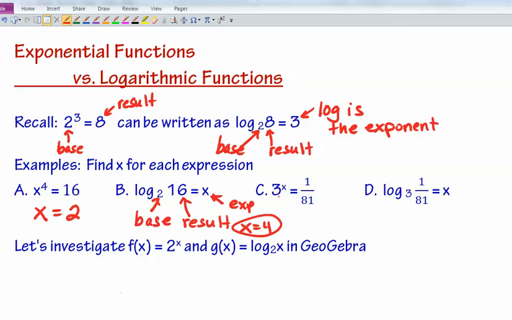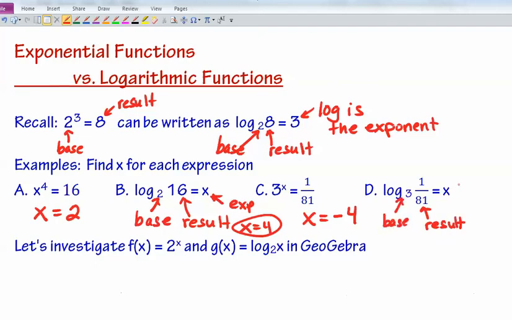In C, we want to put an exponent on 3 to turn it into 1 over 81. Well, 3 to the 4th power is 81. So to do a reciprocal, we use a negative exponent. So 3 to the negative 4th power is 1 over 81. Now we write it in log symbols. We want a result of 1 over 81, and our base is 3.